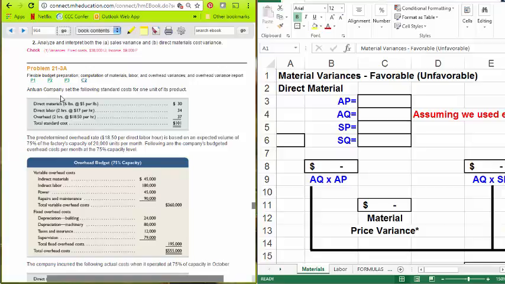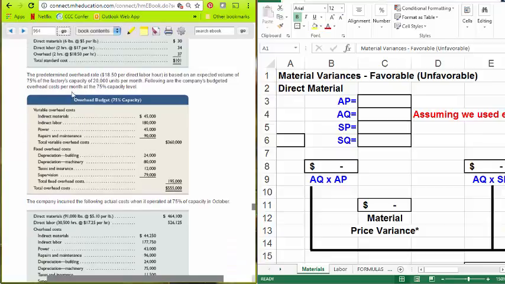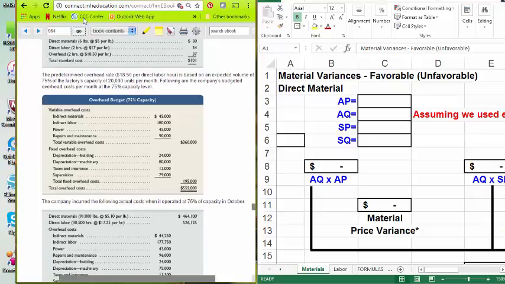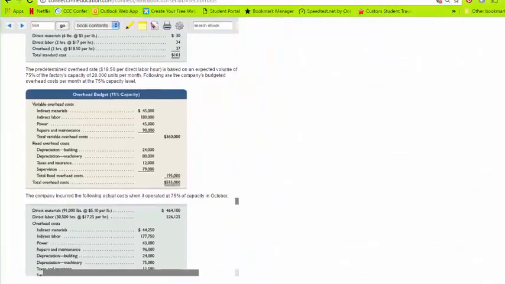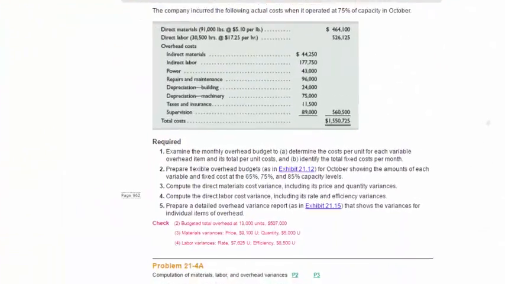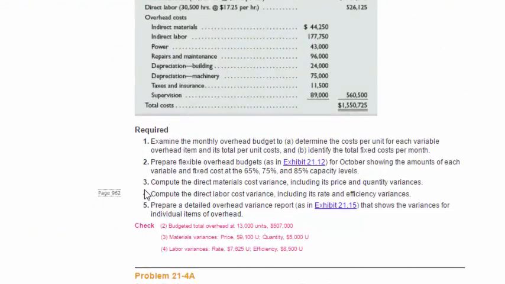And on that item, just FYI, since it's based on 75% of the factory's overall capacity of 20,000, 20,000 is 100%, so all you'll need to do is multiply 75% times 20,000. That should give you 15,000, and that's what you'll use to figure out the per unit variable cost for each one of these components. And you should be able to follow the requirements for items 1 and 2. So let's begin with item 3.